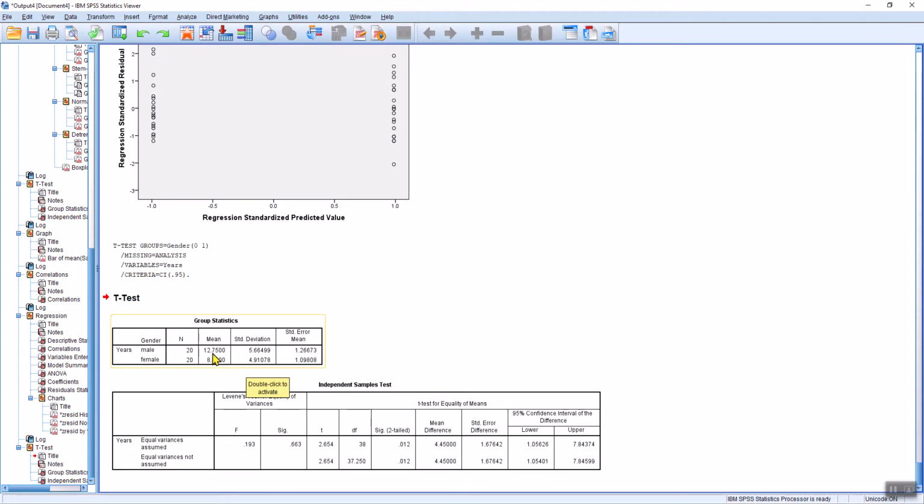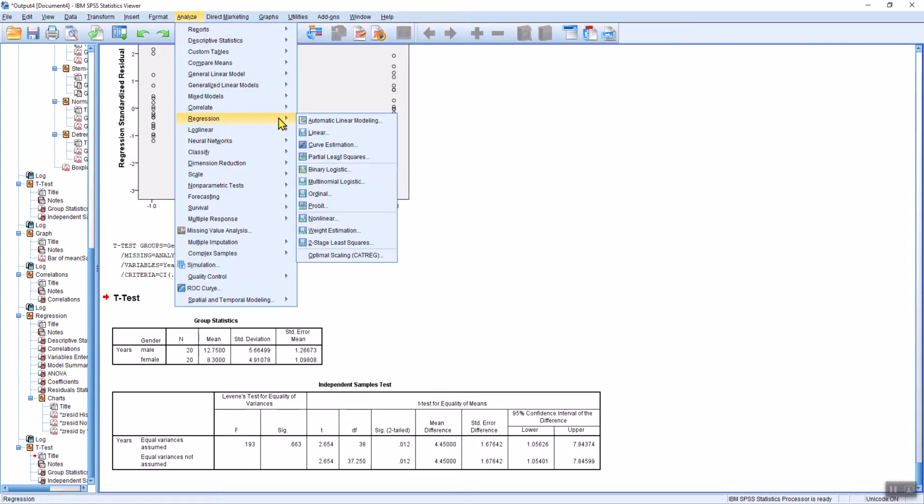And up here you can see the group statistics for males and females. Males have an average of 12.75 years with the company, whereas females have an average of 8.3 years. So that's a pretty big difference in terms of the years. It's about a 4.5 year difference, give or take a little bit, with males having more years with the company. So what we need to do is run the regression analysis again with years in the company expressed as one of the predictors.